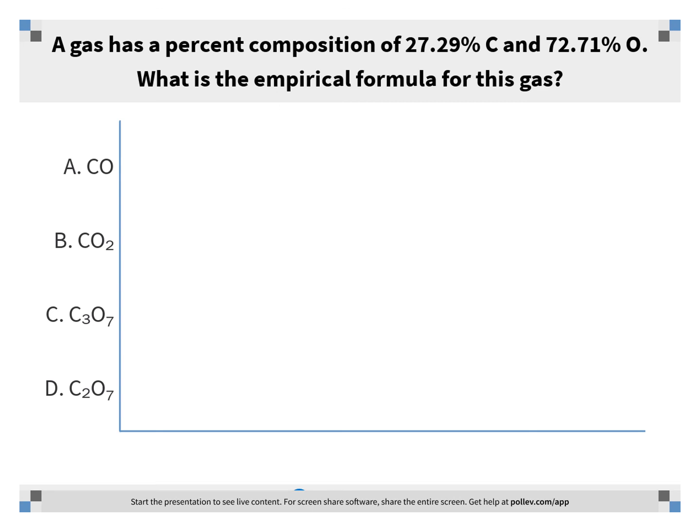The correct answer is B, CO2. Your first step would be changing the percent symbols into G for grams. Then you'd take those grams and change them into moles. Then write your preliminary empirical formula and divide by the lowest number of moles, and round it if necessary just a little bit in order to get the true empirical formula.